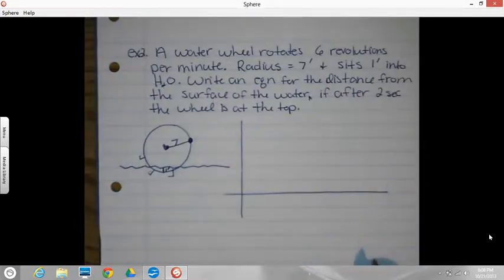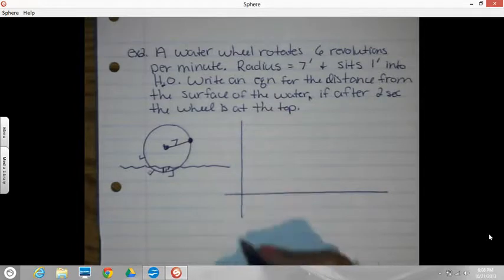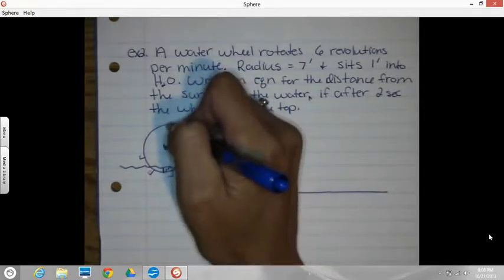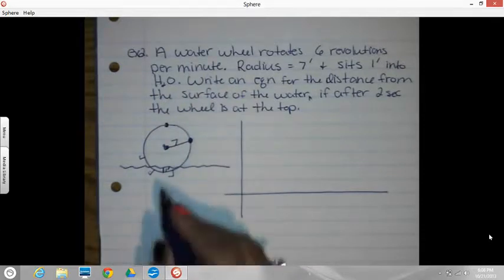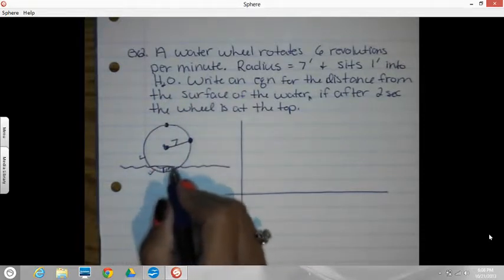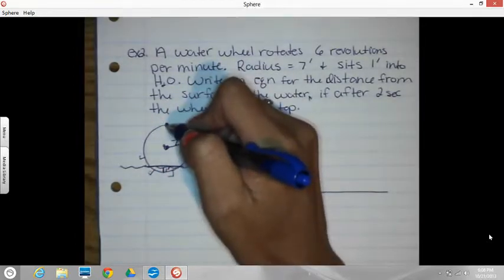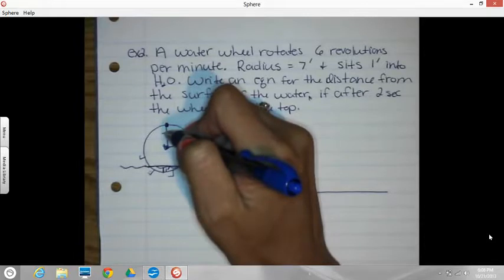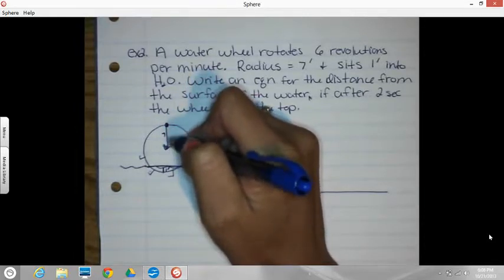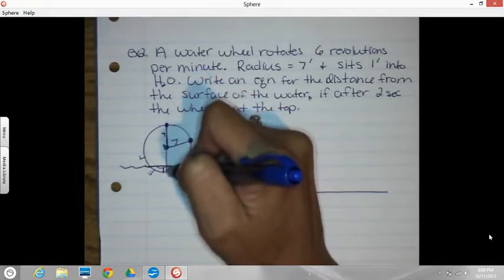Okay, so we need to know max and min here. When the point is at the top, how high is it from the surface of the water? Well, let's think about that. It's got a radius of 7. And if I go 7 straight down, the other 7 would be there.